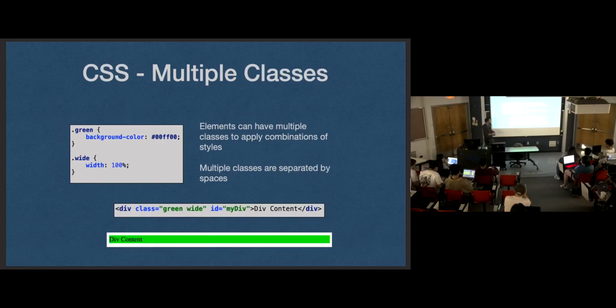And you can have multiple classes. I don't have much to say about this, but I just got to get it out there. You can have multiple classes, a space-separated list. So you can have stylings from multiple classes in your CSS file applied to the same element.